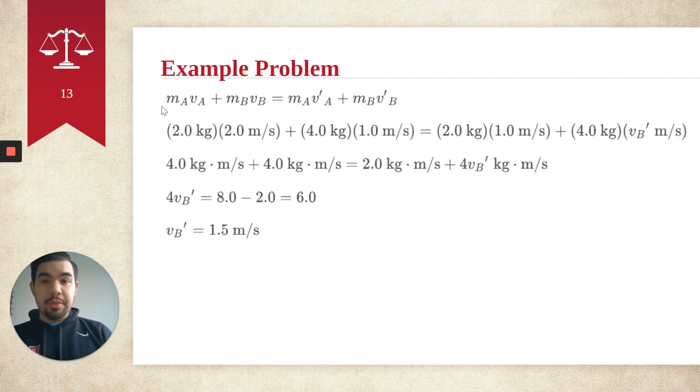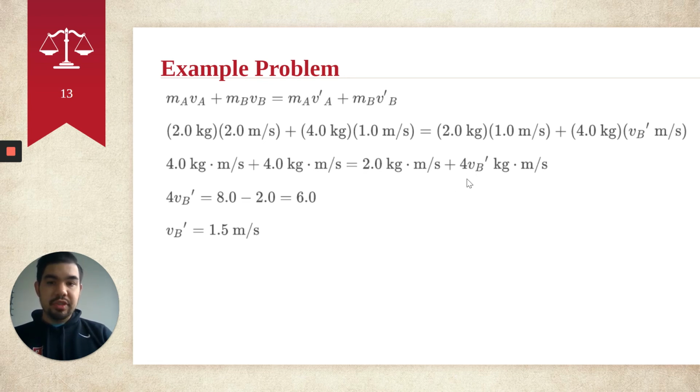Okay, so you can set up our problem. We know that our formula is momentum of ball A before plus momentum of ball B before equals momentum of ball A after plus momentum of ball B after. So that's our formula. We can just plug in all our numbers. Again, the only number we don't know is the velocity of ball B here. So we plug it all in and we can begin solving. We know that the momentum before is going to be 4 plus 4, which is 8. On the other side, we have 2 plus 4v.